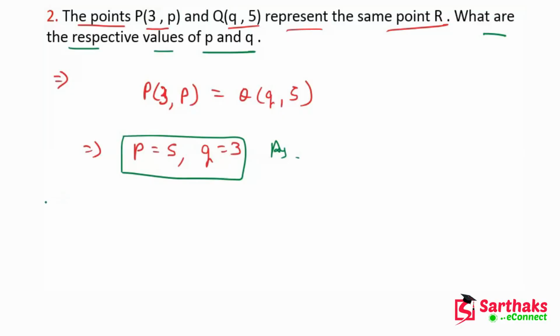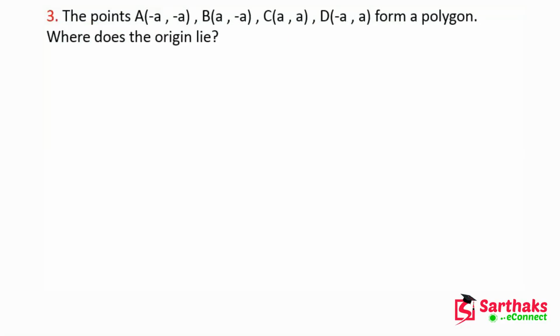Now the next question is: the point A has coordinates (-a, -a), the point B has coordinates (a, -a), C is (a, a) and D is (-a, a). They form a polygon. We have to find where the origin lies.